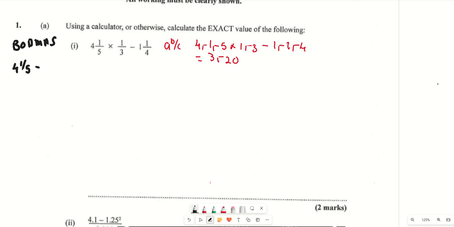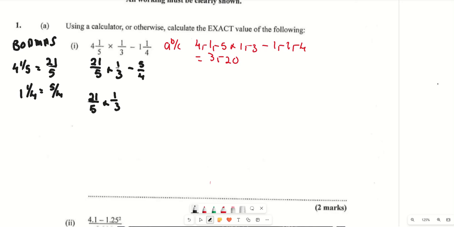4 1/5 would be 4 5s are 20 plus 1 is 21 over 5. 1 1/4 would be 4 plus 1, which is 5 over 4. So the question now becomes 21 over 5 multiplied by 1 over 3 minus 5 over 4. Again, you have to do multiplication first, so that's 21 over 5 multiplied by 1 over 3. You always compare your denominators and your numerators. For example, 21 and 5, is there a number that could go into 21 and 5 at the same time? No. What about 21 and 3? Yes. 3 into 3, 1. 3 into 21, 7. So it'll be 7 by 1 is 7, and then 5 by 1 is 5.